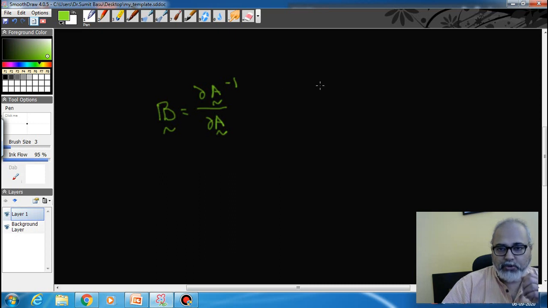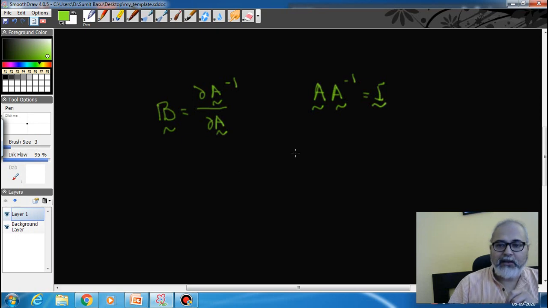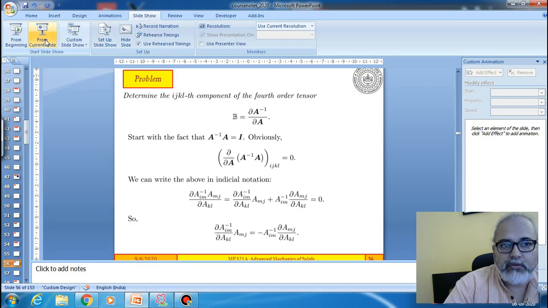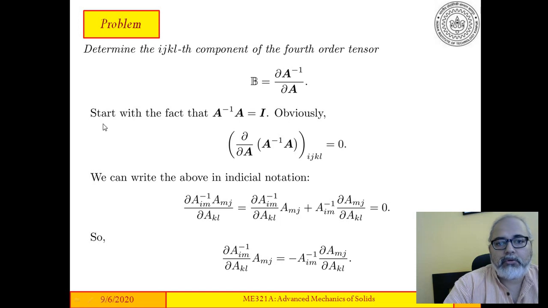What I'm going to do is use this idea that A multiplied by A inverse is equal to I. I'm going to start from there and work with indicial notation. So let's see how we can. I'm going to do A inverse A is equal to I.